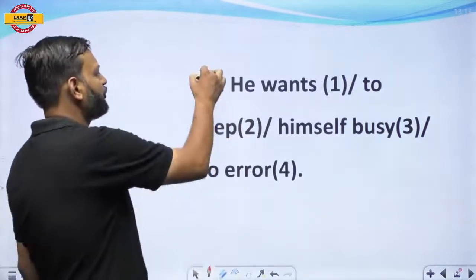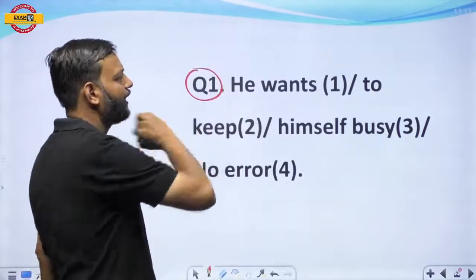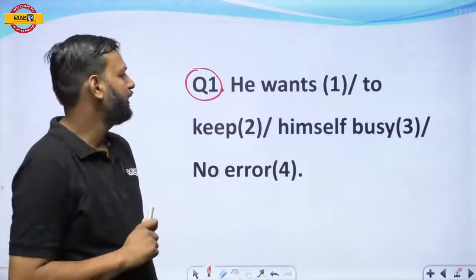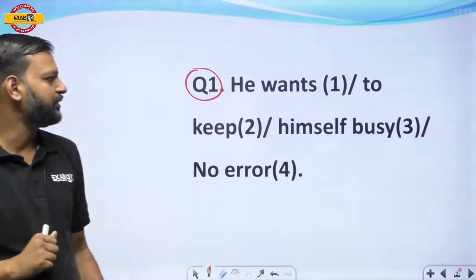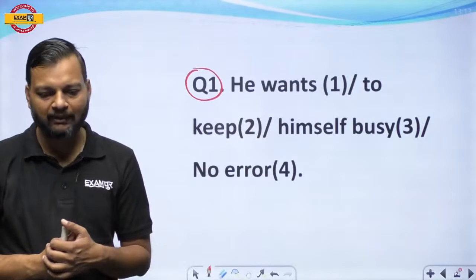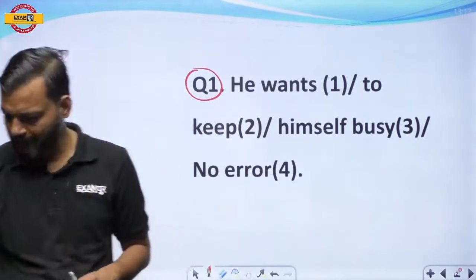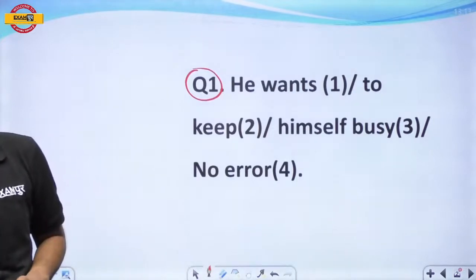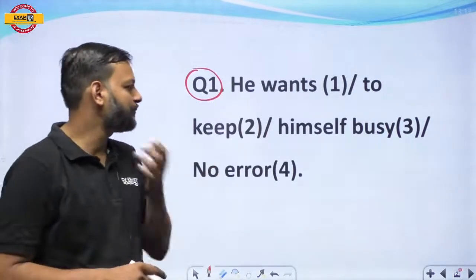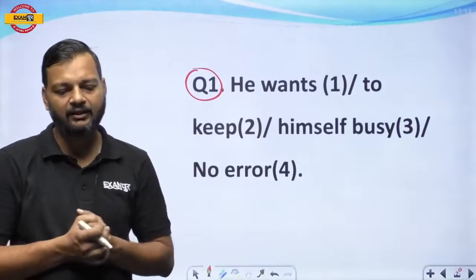Okay, so this is our question number 1. Answer this question. He wants to keep himself busy. What is the error in this sentence? He wants to keep himself busy. What is the error in this sentence?